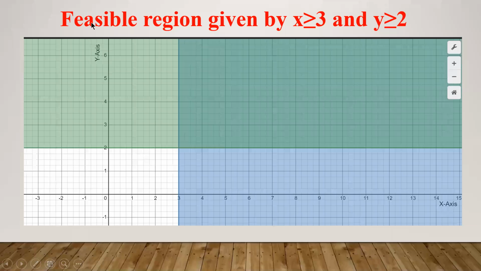Okay, then the next one, feasible region given by x greater than or equal to 3 and y greater than or equal to 2. So first of all, we will draw the line x equal to 3.